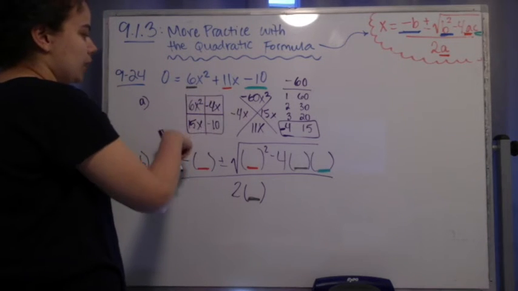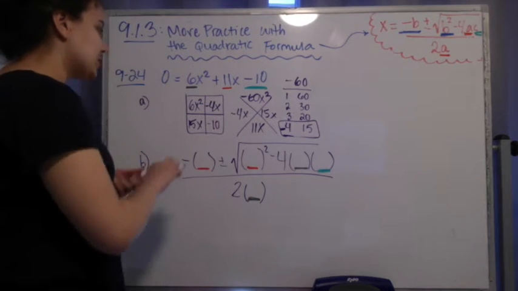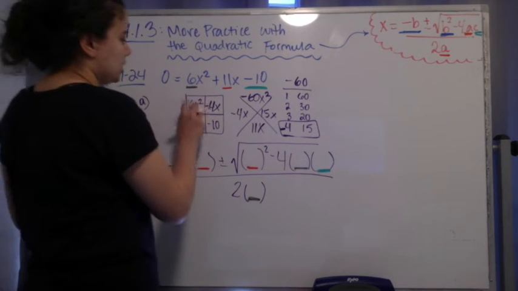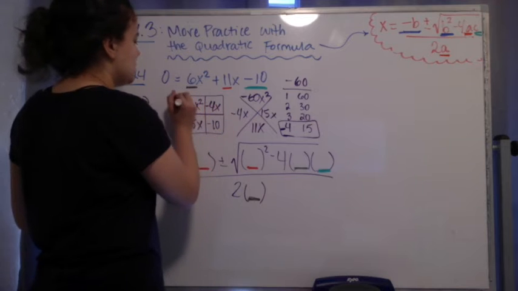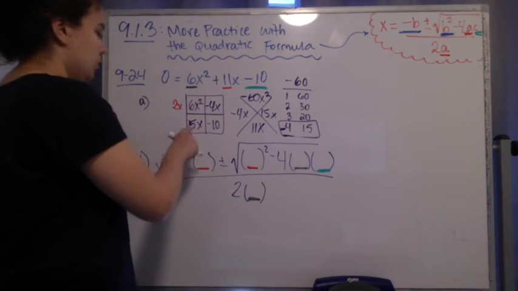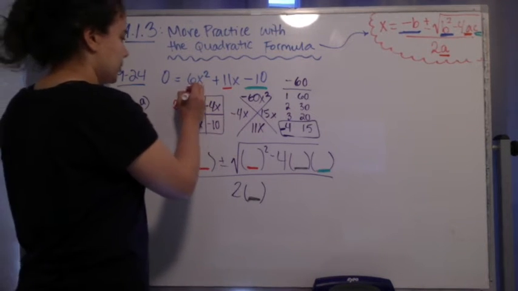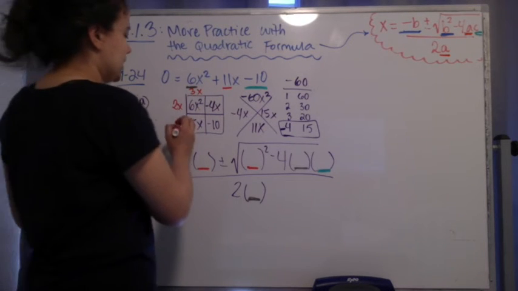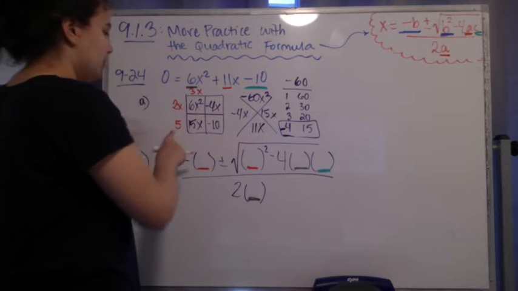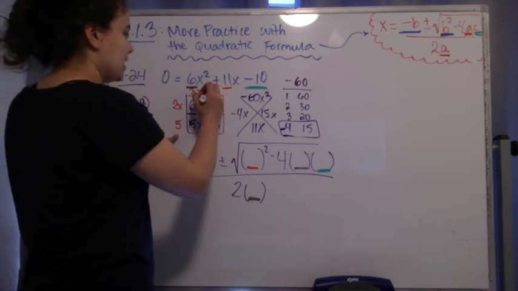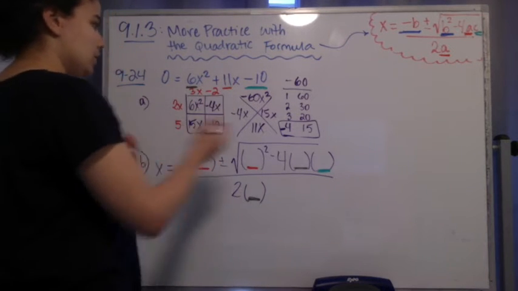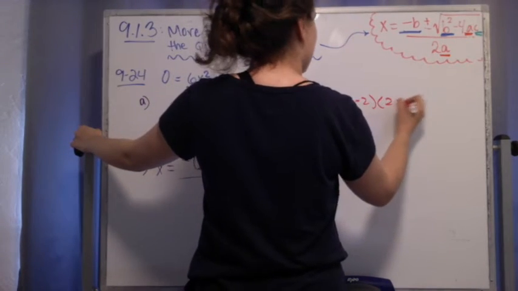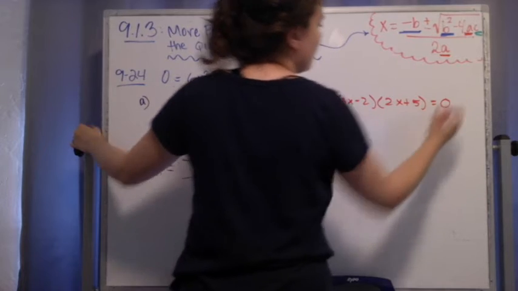Then we start looking for greatest common factors. So on the outsides, we end up with, here 2x goes into both of these, so I'm going to put 2x here. 3x goes into both of these, so I'm going to put 3x here. 3x times what is 15x? That's going to be 5. 5 times what is negative 10? That's going to be negative 2. So we end up with 3x minus 2 times 2x plus 5 equals 0.